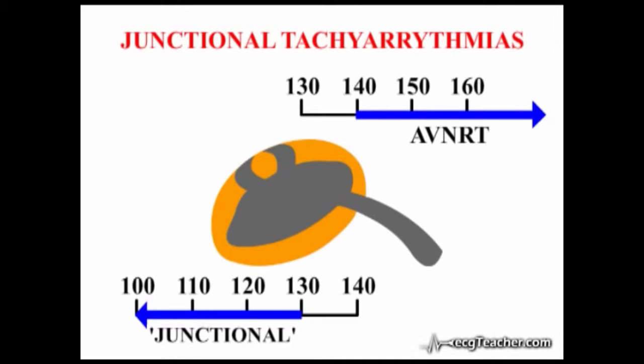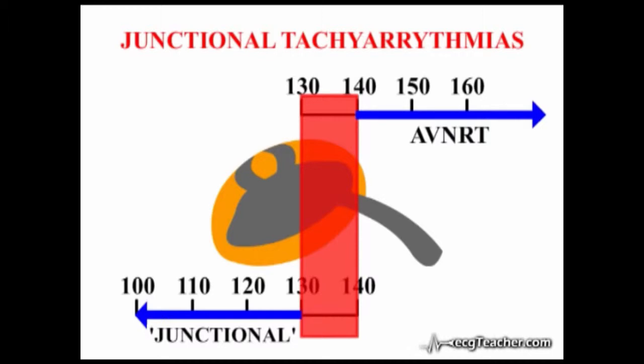You will appreciate that there is a grey area. Rates between 130 and 140 beats per minute may or may not be due to a reentrant mechanism. As we'll see in the quiz section, whether we label such an arrhythmia as AV nodal reentrant tachycardia or junctional tachycardia is largely determined by the clinical context, and a definitive answer may require further investigation.